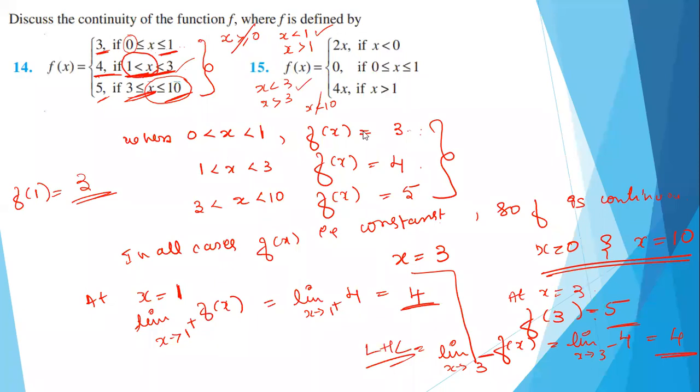Okay, now do the next sum. 2x. Here also similarly you have to do, but here it is not constant. So you have a function f of x equals 2x if x is less than 0, f of x is 0 if x is between 0 and 1, and f of x is 4x if x is greater than 1.